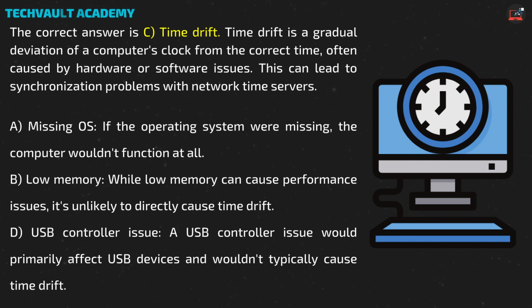A. Missing OS. If the operating system were missing, the computer wouldn't function at all. B. Low memory. While low memory can cause performance issues, it's unlikely to directly cause time drift. D. USB controller issue. A USB controller issue would primarily affect USB devices and wouldn't typically cause time drift.